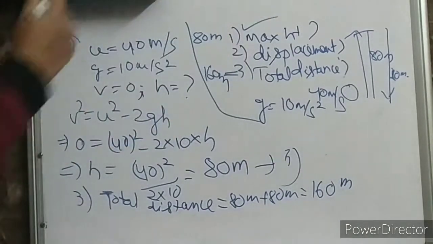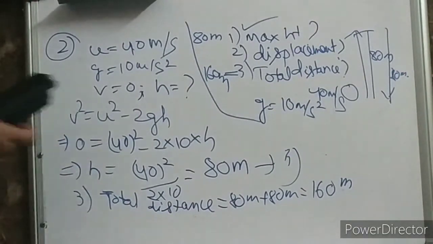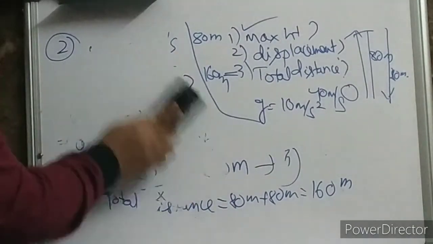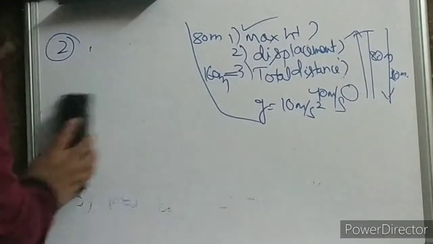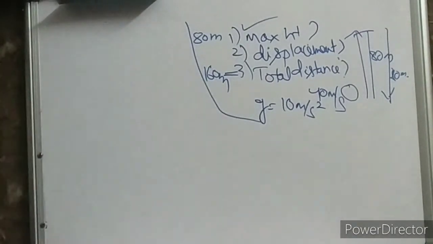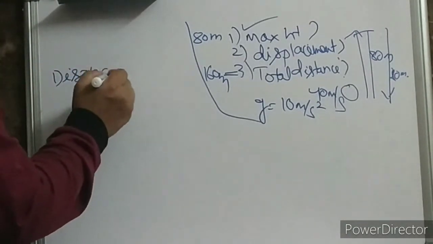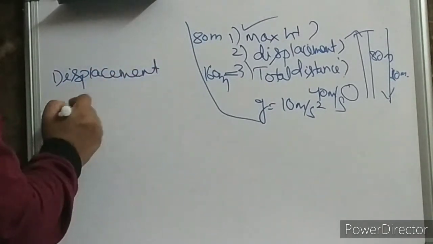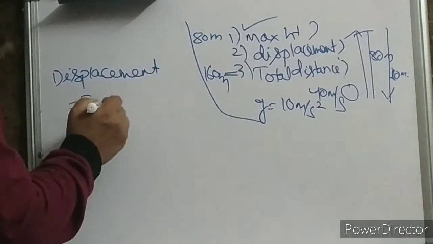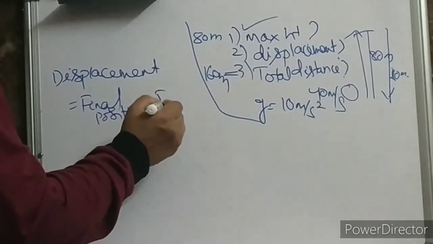Now tell me what is the net displacement, children. Tell me what will be your net displacement. Can I rub this 1 and 3 answer? Okay. What is displacement? Displacement is final position minus initial position, children.